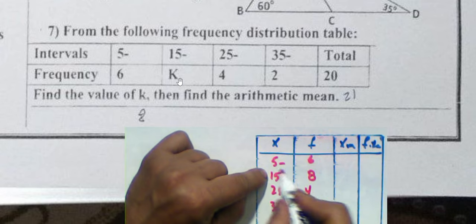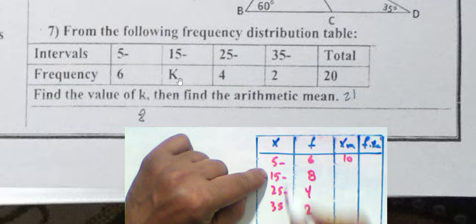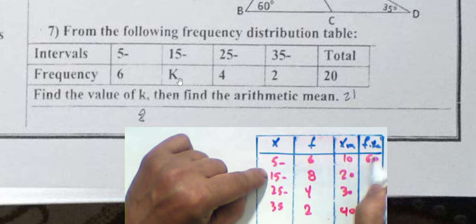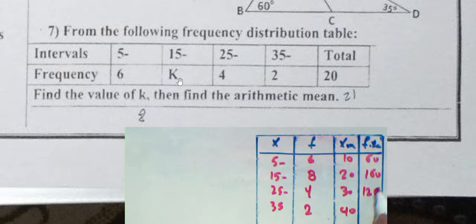Then the center between 5 and 15: 5 plus 15 is 20, divided by 2 equals 10. All the time, it will be 20, 30, 40. 6 times 10 is 60. 8 times 20 is 160. 30 times 4 will be 120. 2 times 40 equals 80.